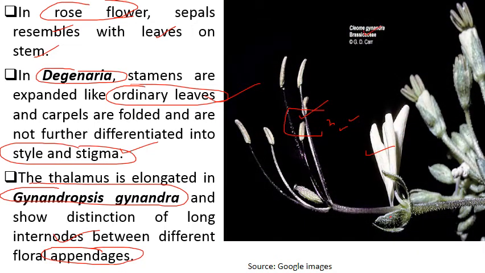So jo Cleome gynandra hai isme humne discuss kiya tha, isme present hota androphore or gynophore. Androphore is a structure which is present between corolla and androecium. Corolla aur androecium ke beech mein jo internode hai use kaha tha androphore, aur jo internode present hota hai androecium aur gynoecium ke beech mein use kaha tha gynophore. So ye hum cheeze already discuss kar chuke.